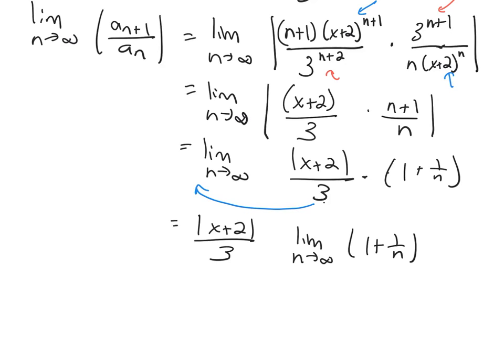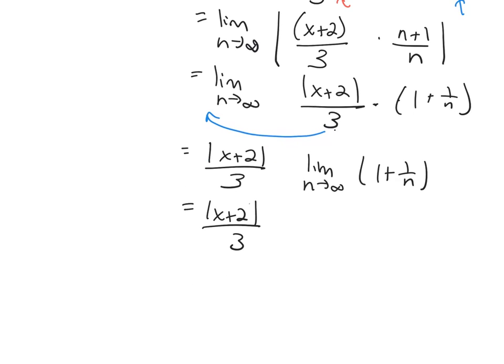And I need to know that limit now. So the 1 over n, the limit is 0. Plus 1, so it's going to be 1 overall. Times 1, or you can just leave it. It's just the absolute value of x plus 2 over 3.